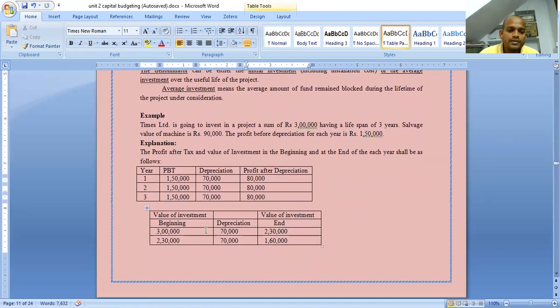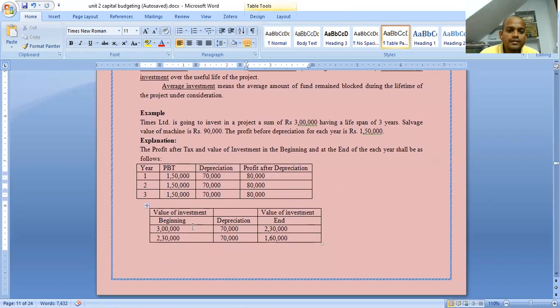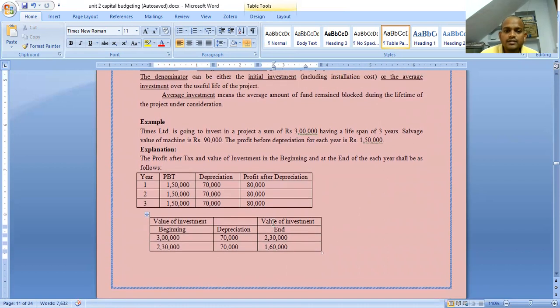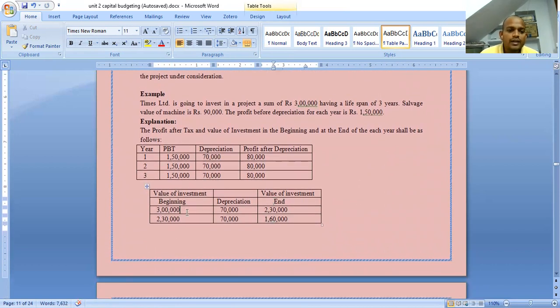So after depreciation, see value of investment in the beginning and at the end. So in the beginning 3 lakhs, we have to deduct the depreciation from the value of investment. So we will get at the end of the year the value of asset or value of the investment 2 lakh 30,000.